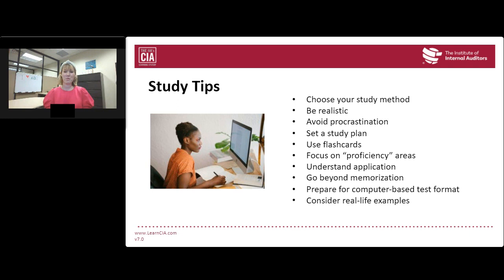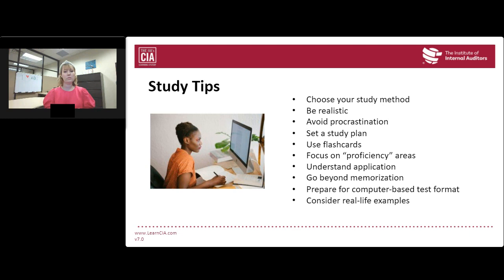A great tip is to use flashcards. You can use the flashcards provided for definitions and things on the CIA learning system, or you can make your own flashcards. I like to get a little set of index cards for myself and write key things that I want to remember on these index cards, and that can be really helpful in studying.